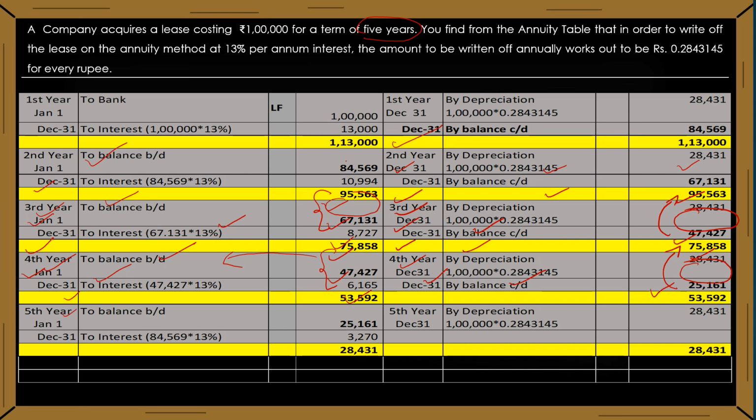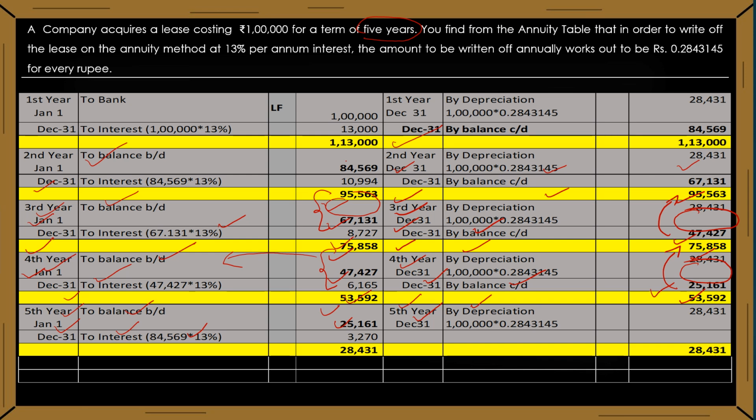Fourth year, January 1, it is brought down to balance brought down 47,427. Interest is to be calculated on 47,427. Debit side, December 31 to interest 47,427 into 13%. It is 6165. Similarly, fourth year, December 31 on the credit side is by depreciation 28,431.